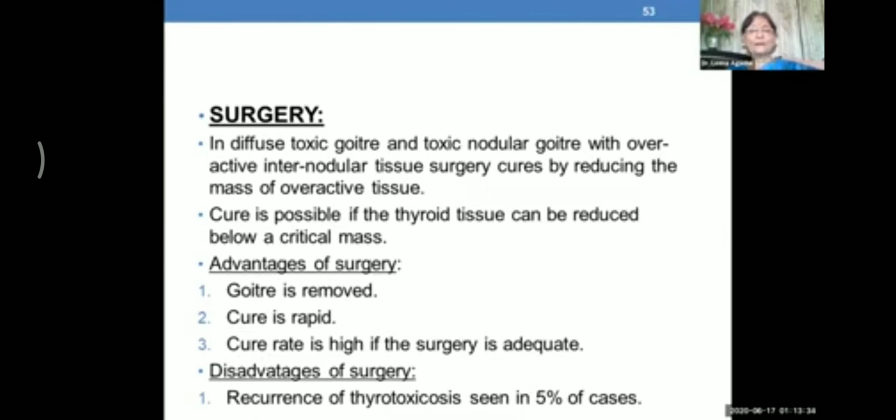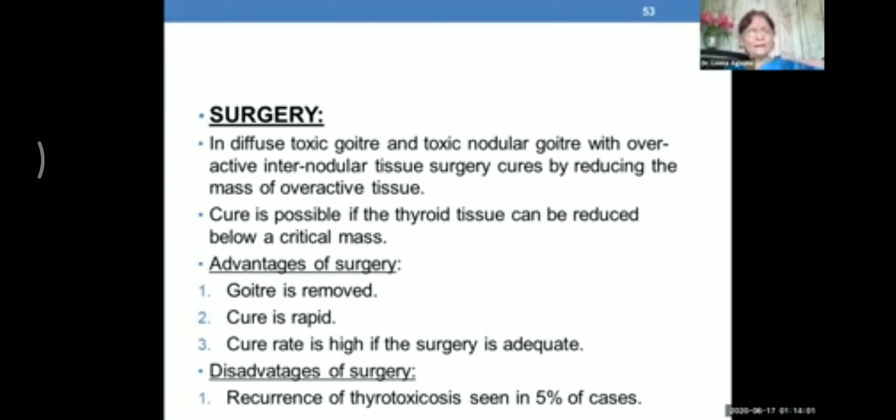Let us see what are the advantages. One is goiter is removed, the swelling is removed. Second is cure is very rapid. During surgery itself, as soon as the thyroid mass is removed, the circulating thyroid hormone levels fall down and hyperthyroidism starts getting managed. Cure rate is very high if the surgery is adequate.